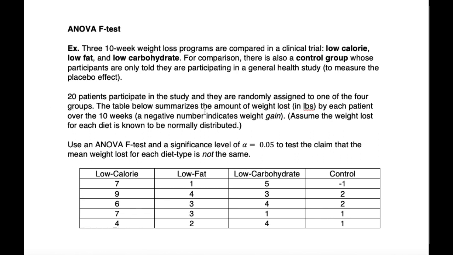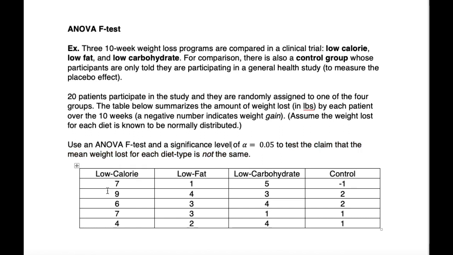The table below summarizes the amount of weight lost in pounds by each patient over the 10 weeks. A negative number indicates weight gain. Assume the weight lost for each diet is known to be normally distributed. So what we're going to do is use an ANOVA F test and a significance level of alpha equal 0.05 to test the claim that the mean weight lost for each diet type is not the same.